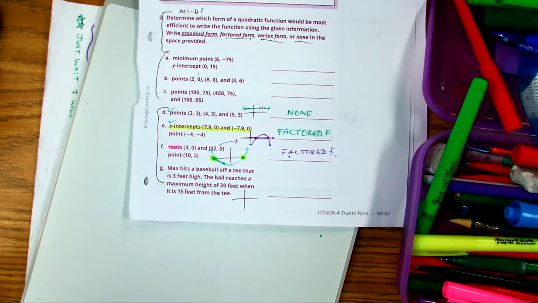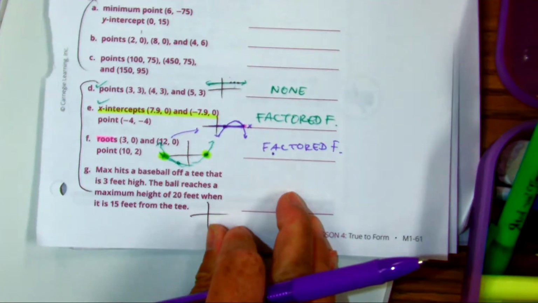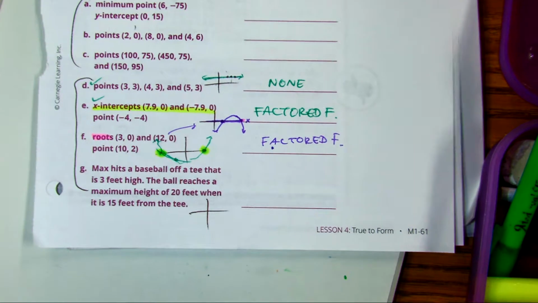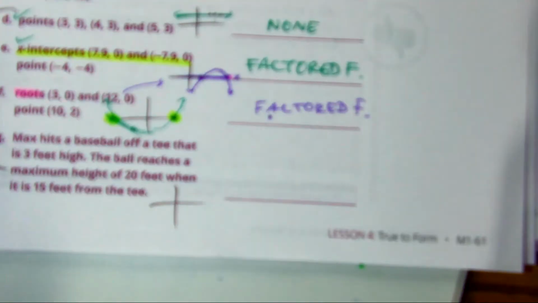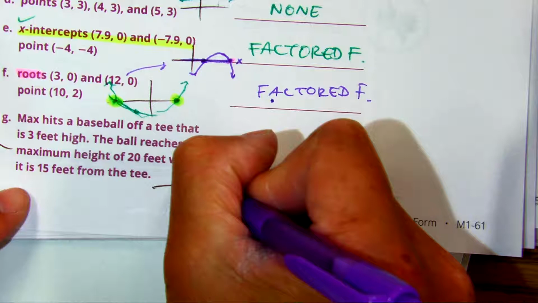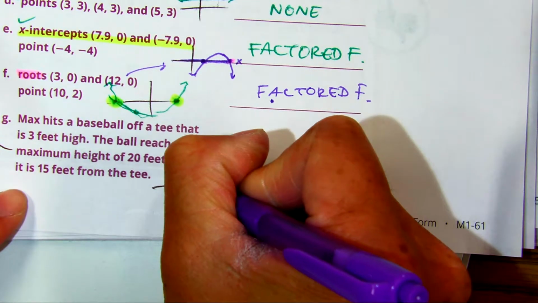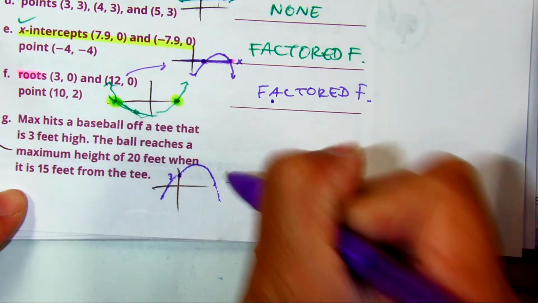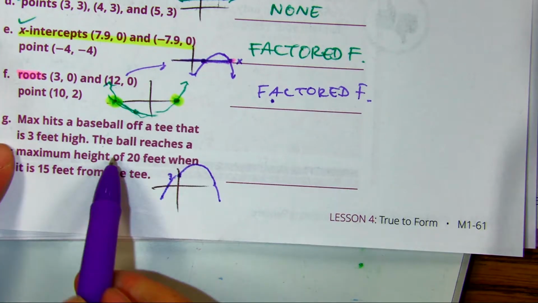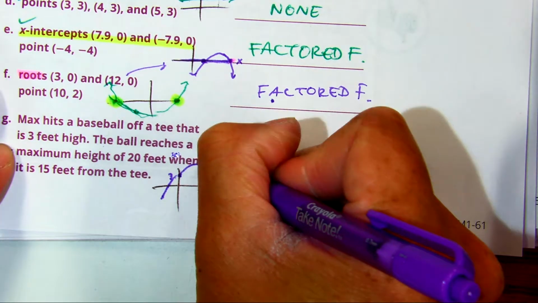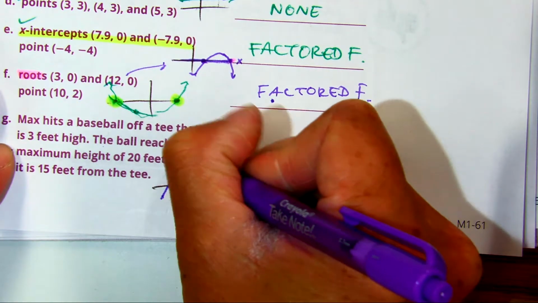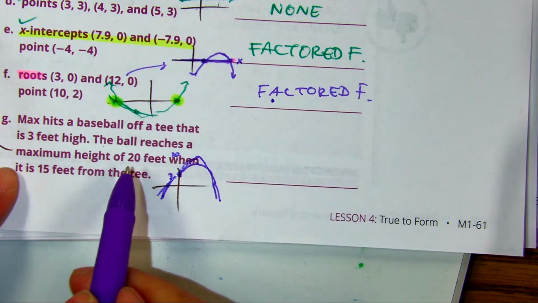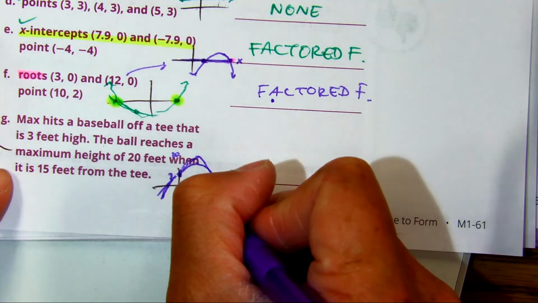All right, last problem. Max hits a baseball off a tee that is 3 feet high. Oh, word problem. So there's the tee, 3 feet high. And the tee ball is probably going to look something like this, right? It's quadratic. The ball reaches a maximum height of 20. So it's saying this is 20. 20. When it is 15 feet away from the tee. So here it is 15 feet.